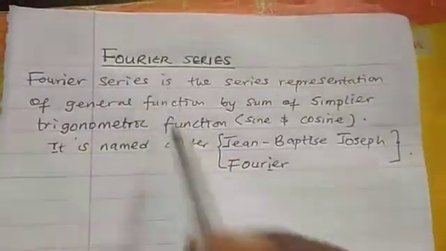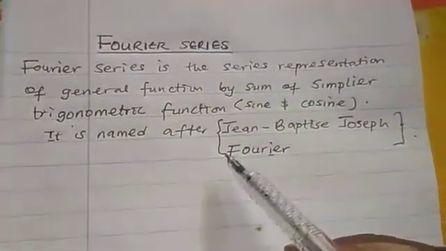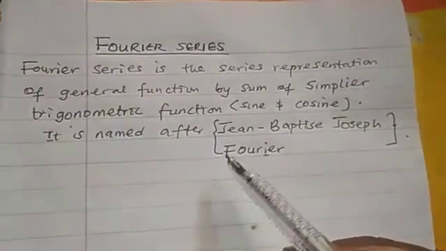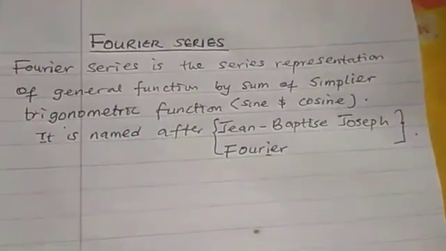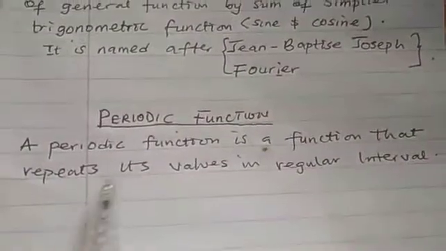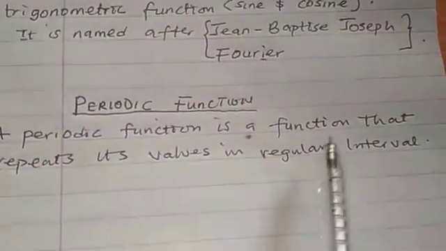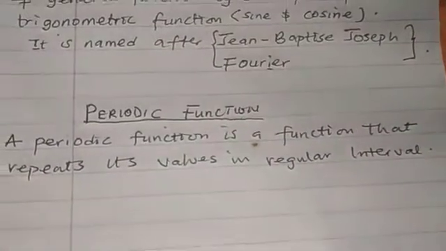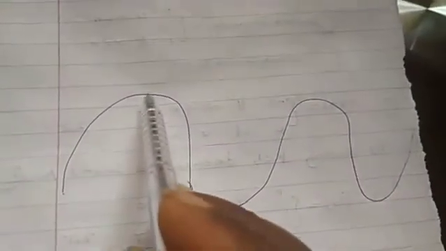Now, before we give the formal definition of Fourier series, let's first consider a function called a periodic function. A periodic function is a function that repeats its value in a regular interval. What that simply means is that the function is repeating its value. For instance, let's assume that the function is moving like this, and like this. If you look at this, when it gets to this point, they are still on the same level. This one too is on the same level. They are repeating each other. That is a periodic function.